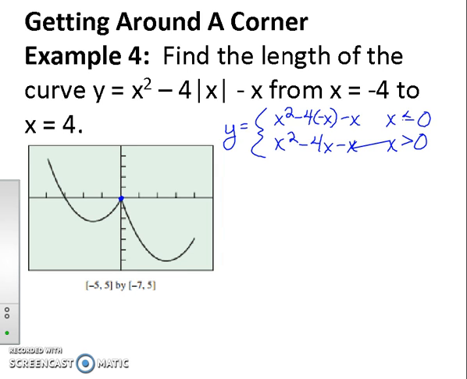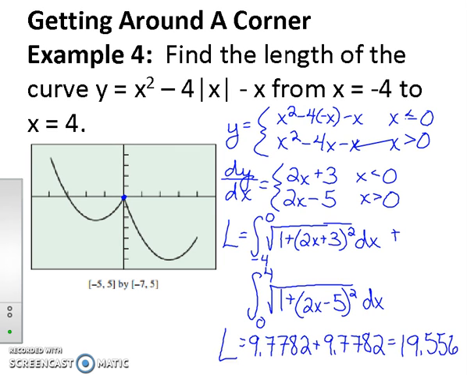I want you to pause the video at this point actually and see if you can go from there with this piecewise. All right, so you'll see that I consolidated my piecewise to x squared plus 3x and x squared minus 5x. So then when you do the derivative, you get 2x plus 3 when x is less than 0, and 2x minus 5 when x is greater than 0. Then you put them into your arc length formula, one of them going from -4 to 0, and then the 2x minus 5 going from 0 to 4.